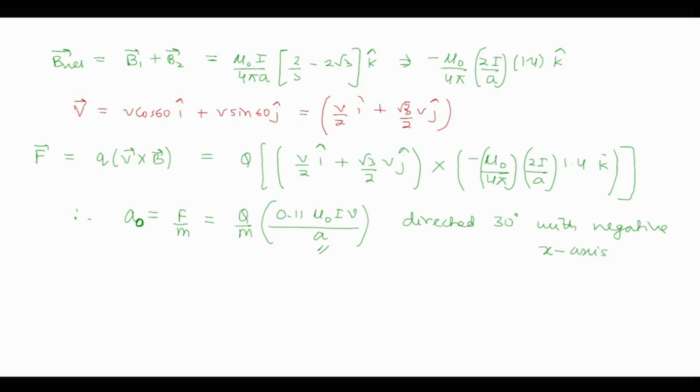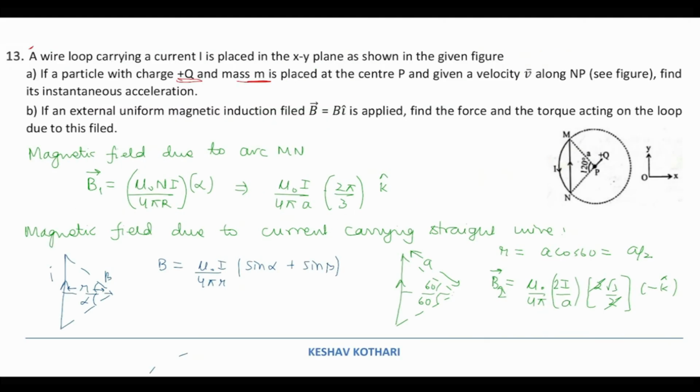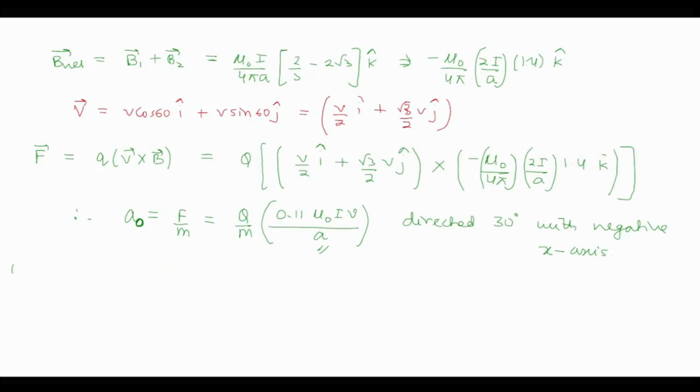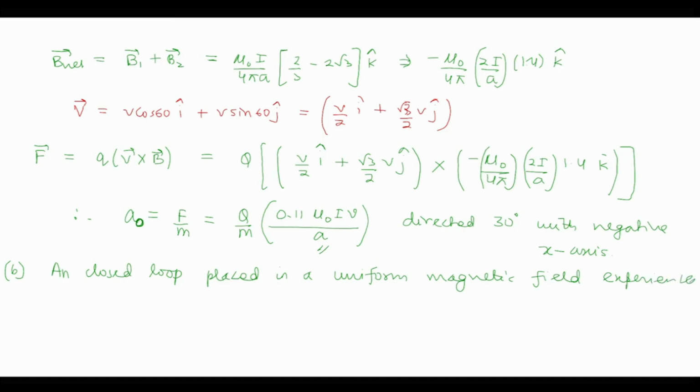Now if we look at the next problem, the question is asking: if an external uniform magnetic field B vector equal to B i cap is applied, find the force and the torque acting on the loop due to this field. The first thing I can say for the B part is that any closed loop placed in a uniform magnetic field experiences no force. So the force acting on the loop due to the externally applied magnetic field is zero.